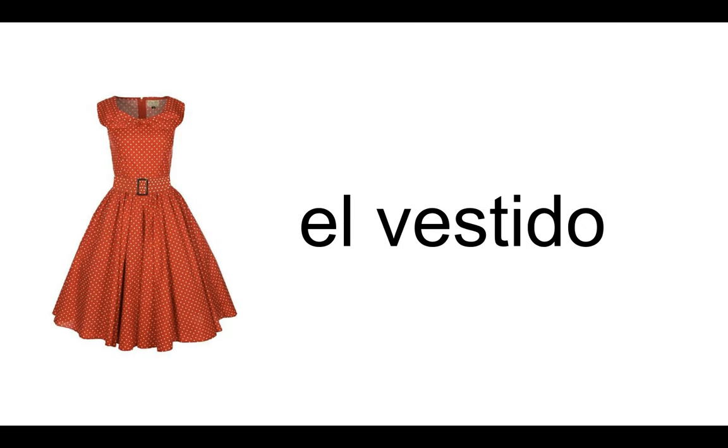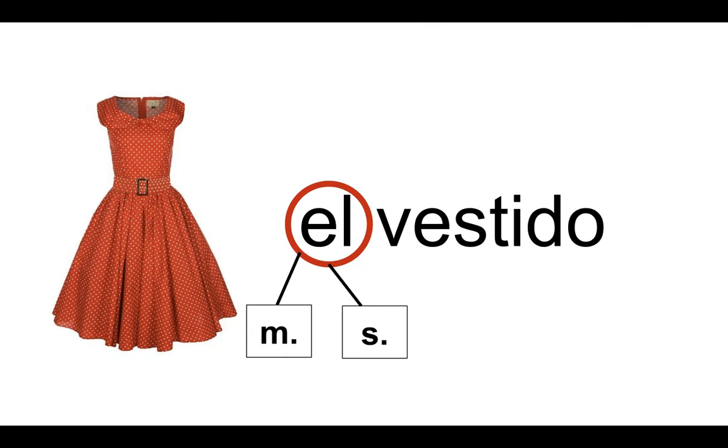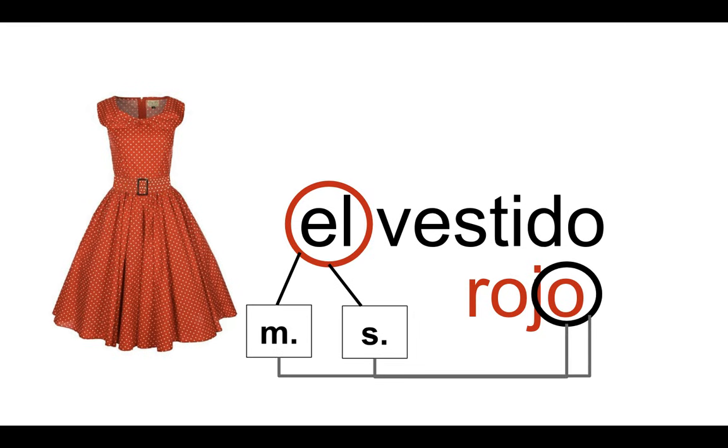This is a red dress. The word "el vestido" means dress. The "el" in front of the word "dress" tells you that it is a masculine and singular noun. So you must use the masculine and singular form of red to describe the dress as red. "Rojo" is the masculine singular form of the word red, so you would use it to match the masculine singular dress.